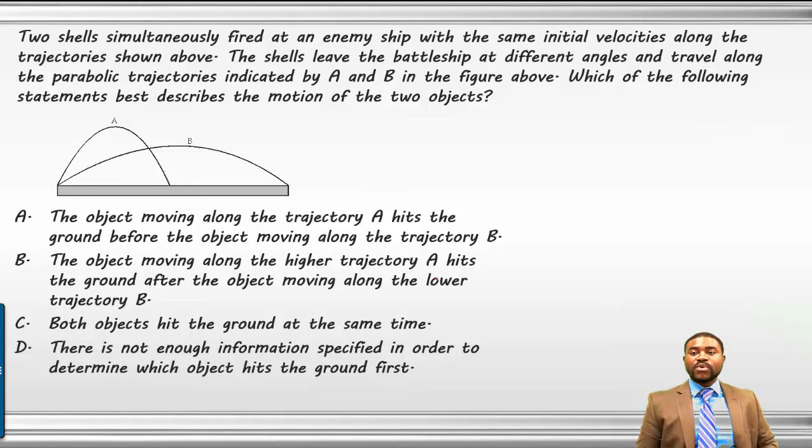So let's look at this question. Polling started. Two shells simultaneously fired at an enemy ship with the same initial velocities along the trajectories as shown. The shells leave the battleship at different angles and travel along the parabolic trajectories indicated by A and B in the figure above. Which of the following statements best describe the motion of the two objects? A. The object moving along the trajectory A hits the ground before the object moving along the trajectory B. B. The object moving along the higher trajectory A hits the ground after the object moving along the lower trajectory B. C. Both objects hit the ground at the same time, and D. Not enough information is given. Which one is correct? So show by choosing the right answer.